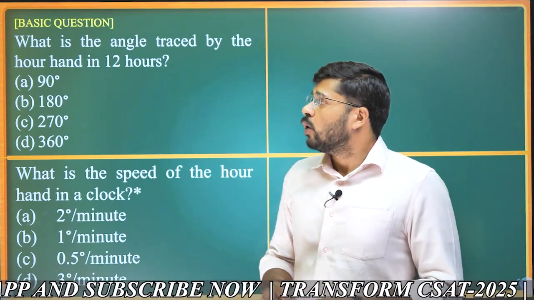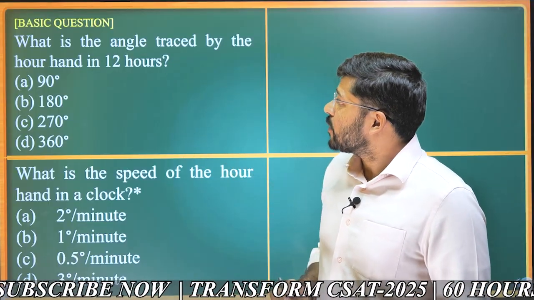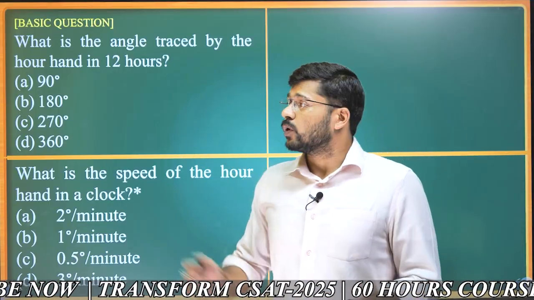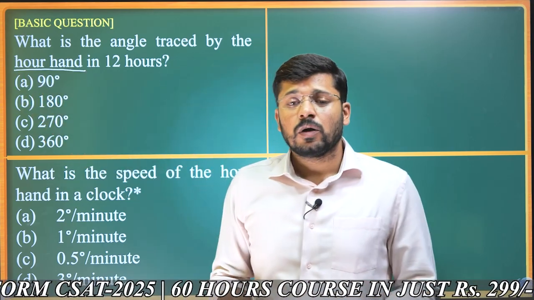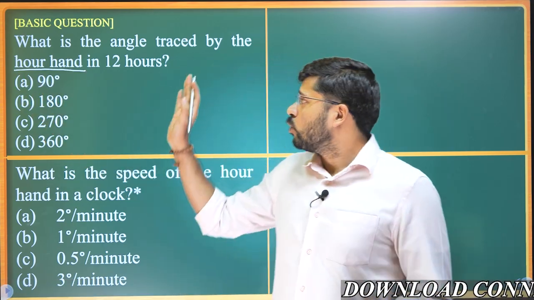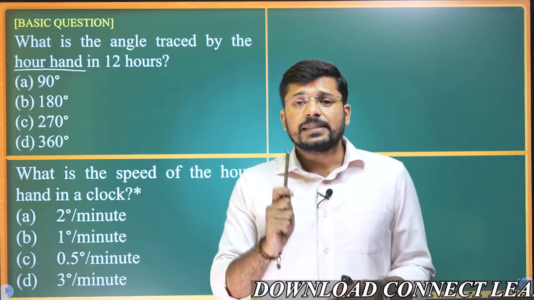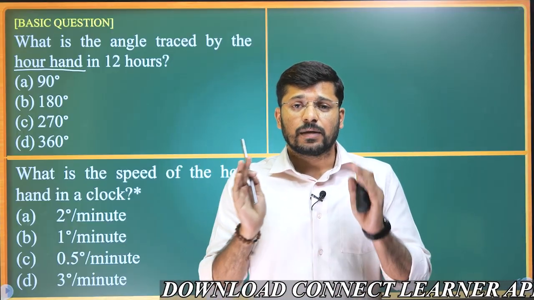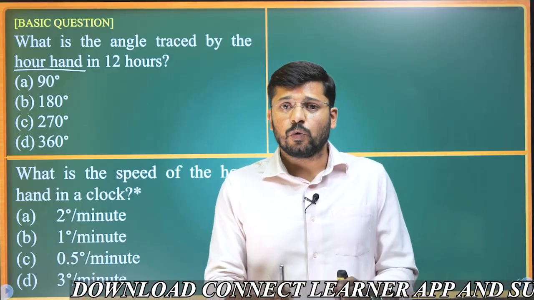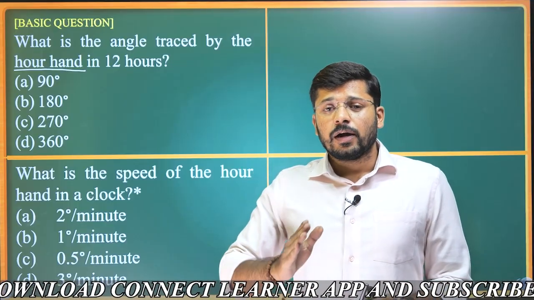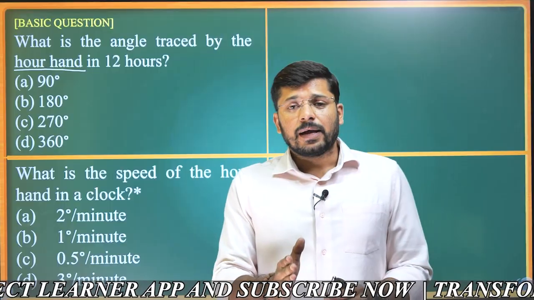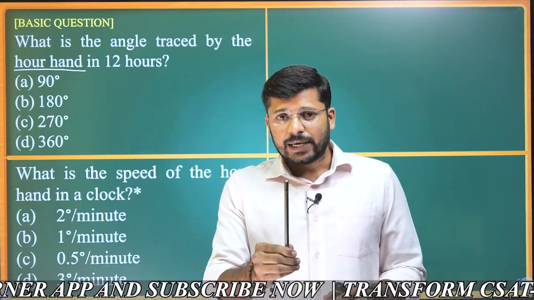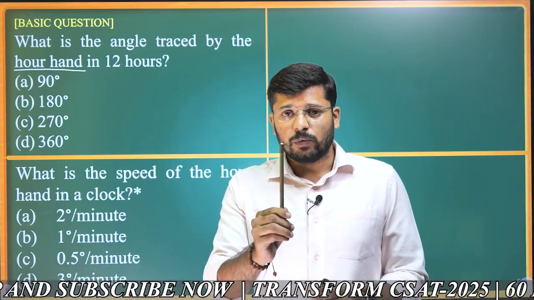This is a basic question. What is the angle traced by the hour hand in 12 hours? Now they are talking about the hour hand here. Consider 12 o'clock exactly in the noon, 12 p.m. When the time is 12 p.m. noon, the hour hand would be pointing again upward exactly at 12.